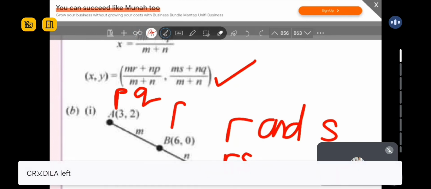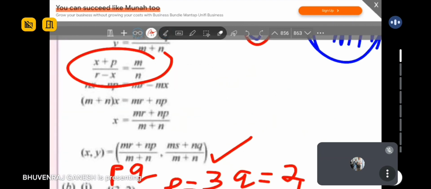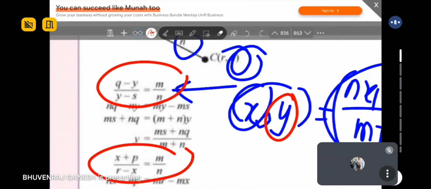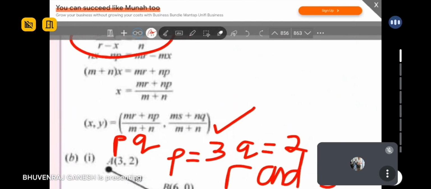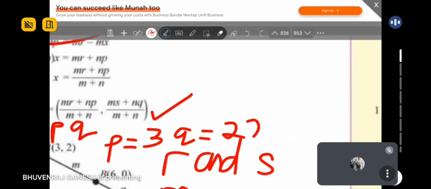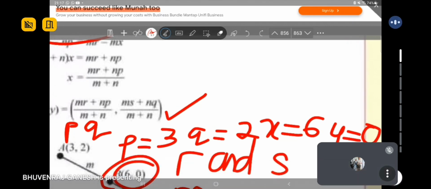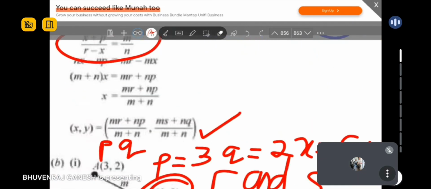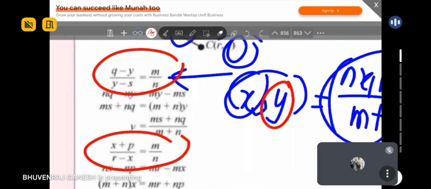Okay, so P equal to 3, Q equal to 2. Okay, so you just substitute in your formula. Gantikan dalam rumus sahaja. And now your X is 6, Y is 2. Sorry, Y is 0. Okay, X 6, Y kosong. Okay, this is your X and Y, guys. Okay, so you just substitute and then kamu boleh dapatkan julat dah. Okay, so kamu kena bijak lah.